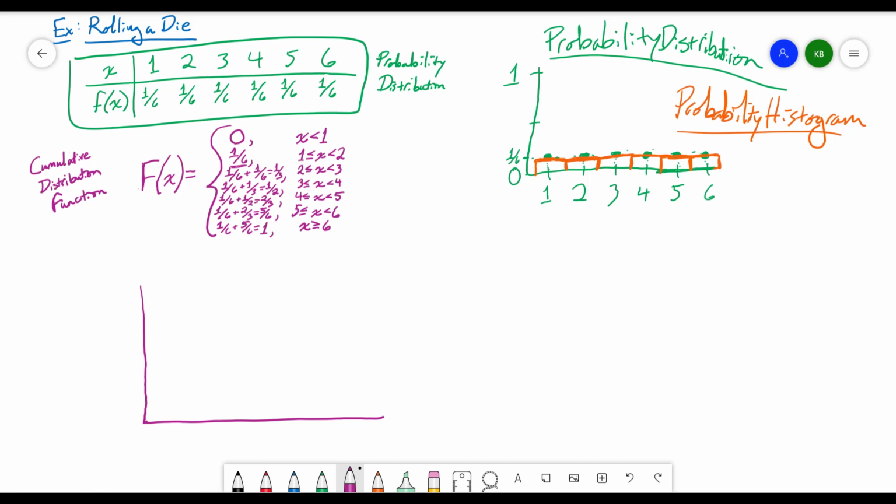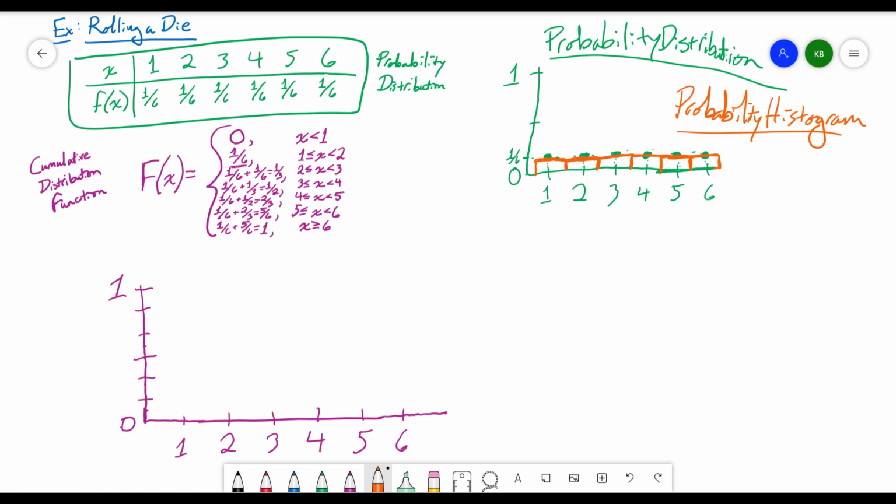Now it's also sometimes helpful to graph the cumulative distribution function. With this one again, my horizontal axis will be labeled with the possible values for my random variable. So I have 1, 2, 3, 4, 5, and 6. And then I'll have my y values. I know that my probability has to be between 0 and 1, and I know that I'm going to end up with cumulative probabilities between 0 and 1 in increments of 1/6.